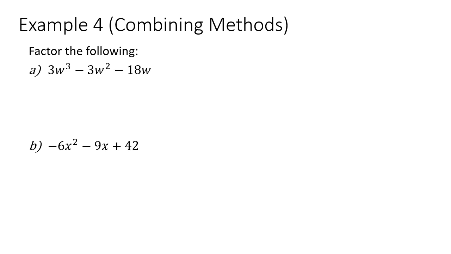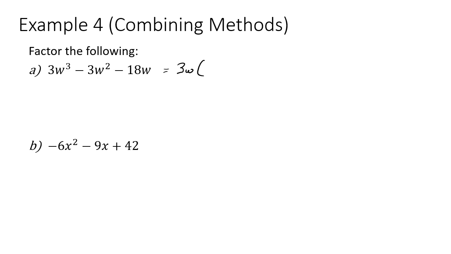Now, a lot of times when you're factoring polynomials, you combine methods together, and we'll take a look at a little bit more of this a little bit later on. But for now, let's take a look at a few that combine the methods we've covered so far. So starting with part A, where we've got 3w cubed minus 3w squared minus 18w, this is, at least in the beginning, a greatest common factor problem. Clearly all of the numbers are divisible by 3, and there's at least one w in all three terms.